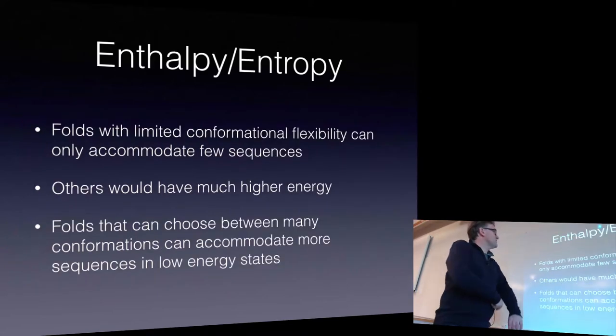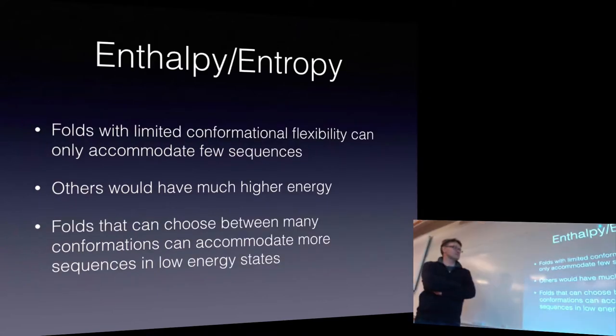You can think of it in a few other ways. You could think of this in terms of entropy. So maybe it's this: if a fold is a very rigid small fold, then that's a very low entropy state, right? There's only one specific way we can put all the amino acids there.